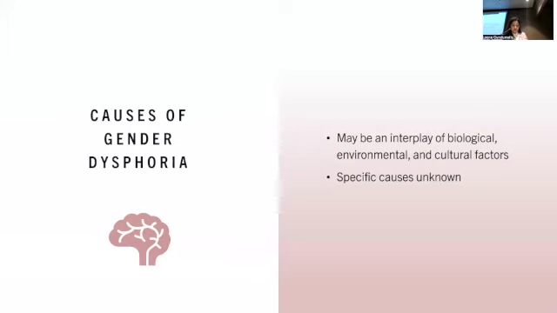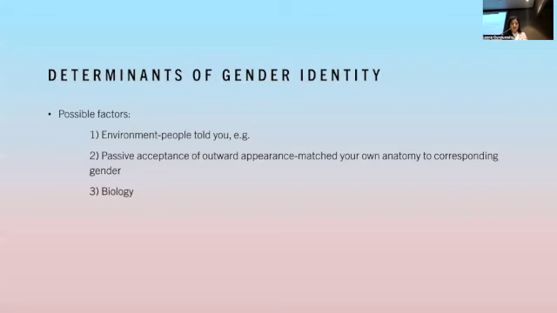As far as the causes of gender dysphoria, no one knows exactly what causes it. It's thought to be an interplay of biology, the environment, culture, but no one knows specifically what causes it. Possible reasons you are your gender are people telling you what your gender is when you were little and you went along with it. Similarly, you matched your anatomy to the corresponding sex and gender and did what was expected of that gender. That sounds a bit simplistic, but it could be a factor. There are certainly biological determinants of sex, but there also could be biological determinants of gender.